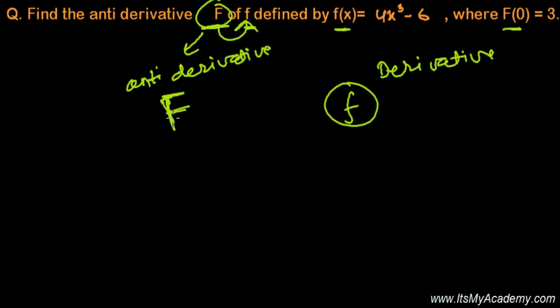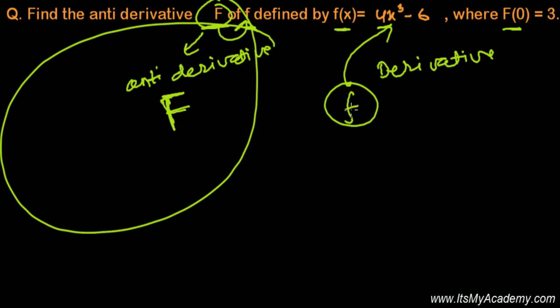So capital F is the antiderivative of this small f, and this derivative is this function 4x cubed minus 6. In the antiderivative function, this is the bigger one I will say, and this is the smaller part. In this function, when you put 0, you'll get 3. Okay, let me show you a little bit algebraically.